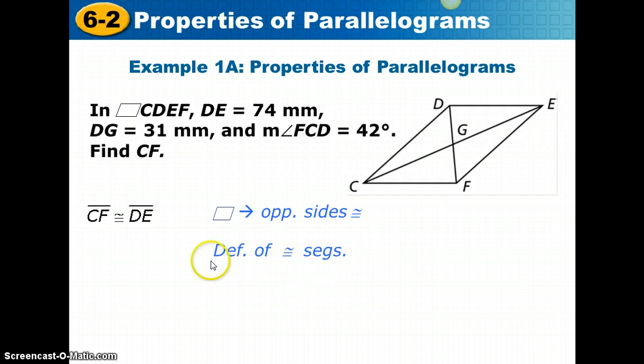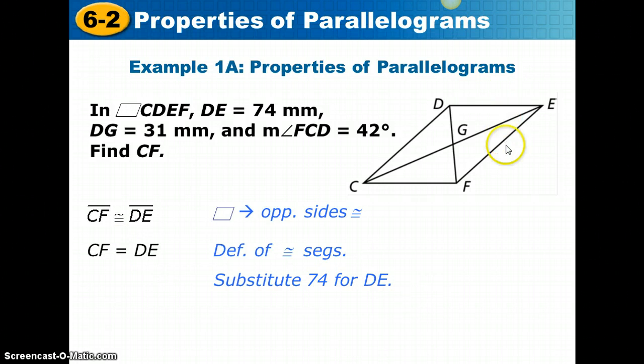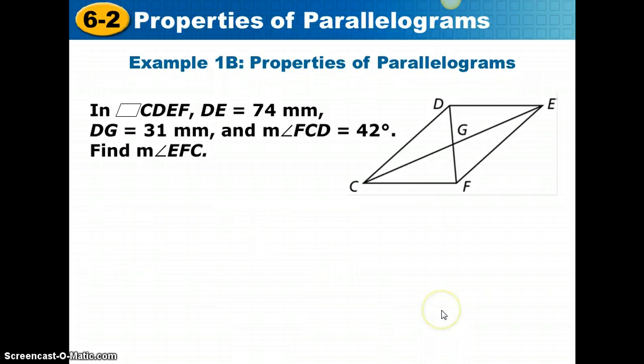And by definition of congruent segments, that means their lengths are equal, so we can substitute 74 for DE, because that information is given to you. And CF then would have to also equal 74 millimeters. On part B, we are looking for the measure of angle EFC.